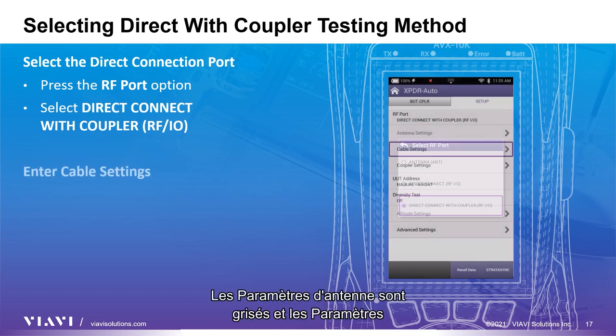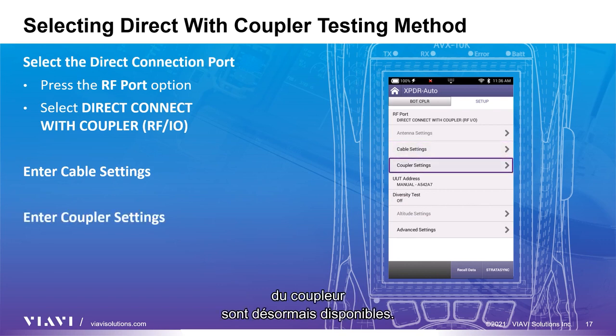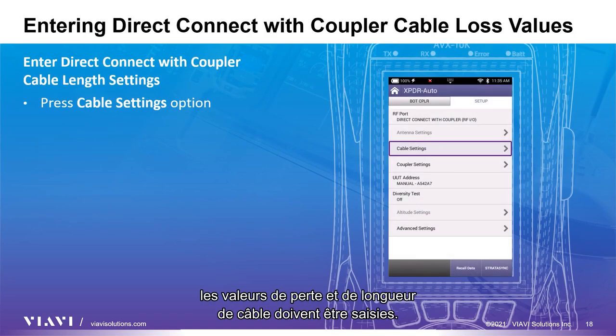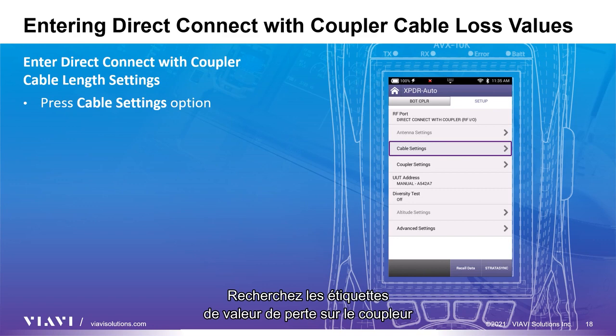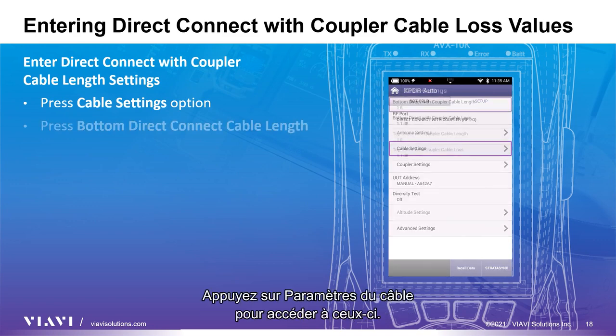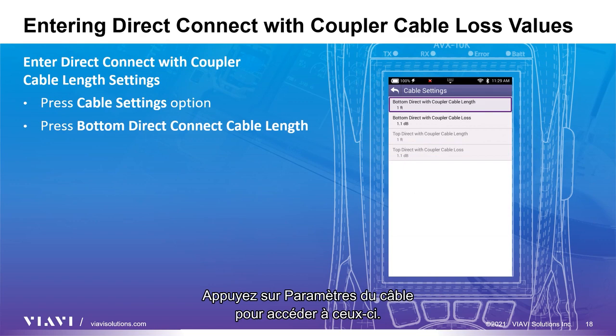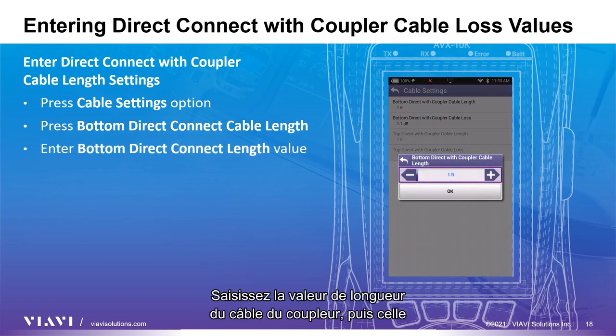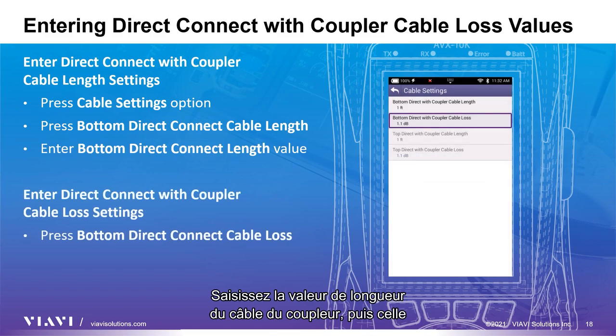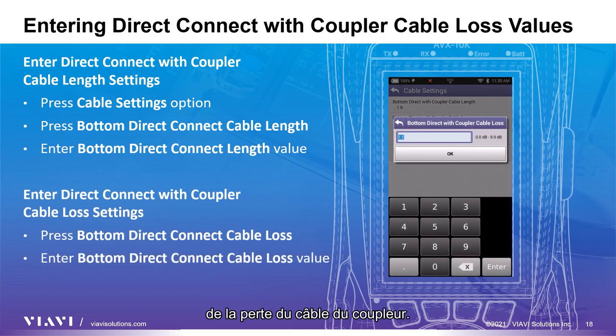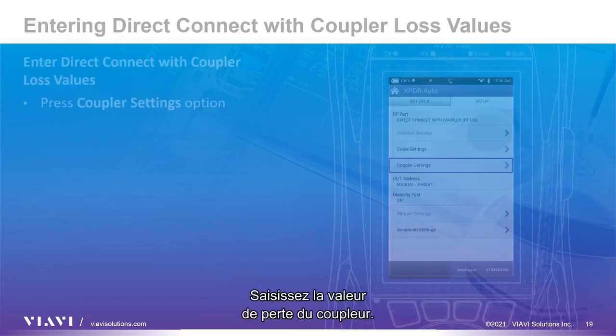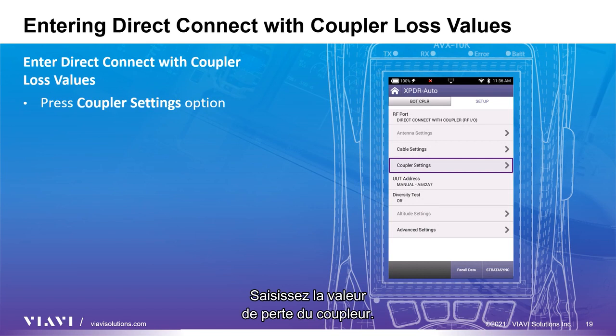The antenna settings are now grayed out and the cable settings and coupler settings are now available. When working with couplers, loss and cable length values need to be entered. Look for the loss value labels on the coupler and the cable and enter these values in the appropriate windows. Press the Cable Settings button to access the cable settings. Now set the coupler cable length values. And then the coupler cable loss values.